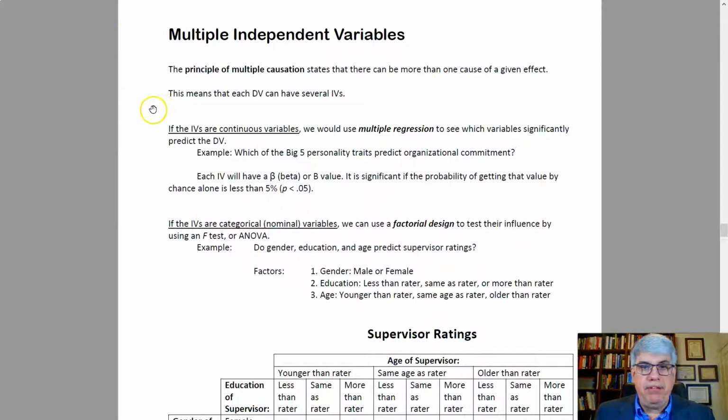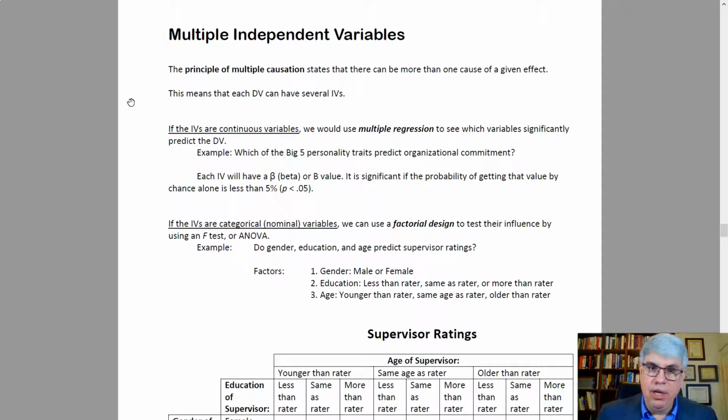But on the practical level, this means that each dependent variable can have several independent variables, and there are different ways of analyzing these models when we have multiple independent variables. Now, most of the time, at least in organizational psychology, the independent variables are continuous variables. We measure them with a normal distribution. Most people are in the middle. A few are high, a few are low. It's a continuous variable, and we would use multiple regression if these predictors are continuous variables to see which ones significantly predict the dependent variables.